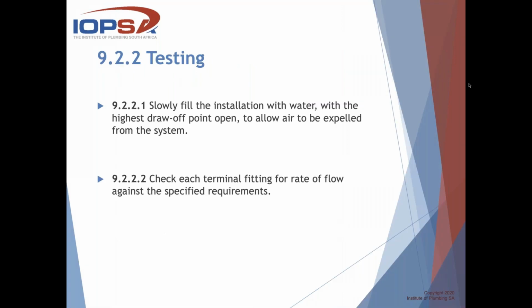Slowly fill the installation with water with the highest draw-off point open to allow the air to be expelled from the system. And once full, check each terminal fitting for the rate of flow against the specified requirements. That's if you've put your terminal fittings on already. But if you haven't, put in a little ball valve at the end and on the separate places where you want to bleed it through. If there's long dead legs or something that you want to get the water in, check it, make sure that all the air is expelled from the system.